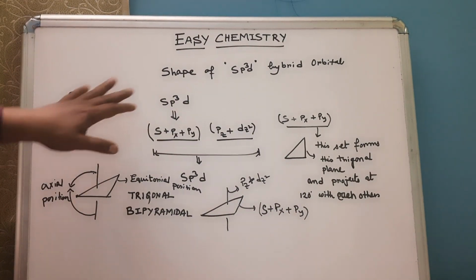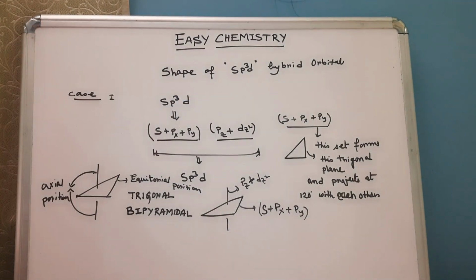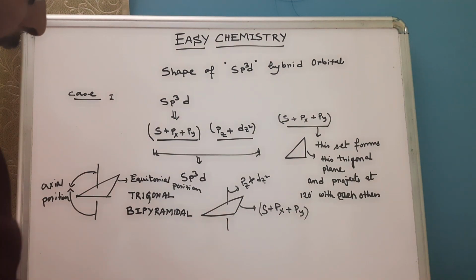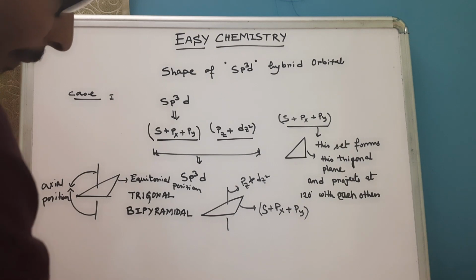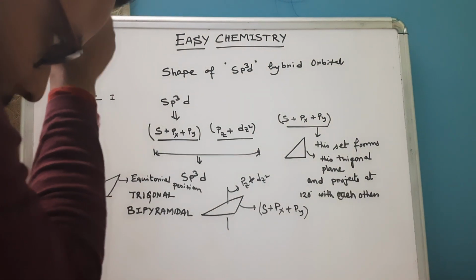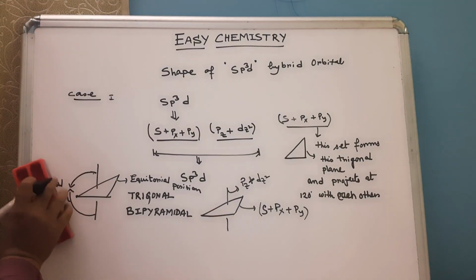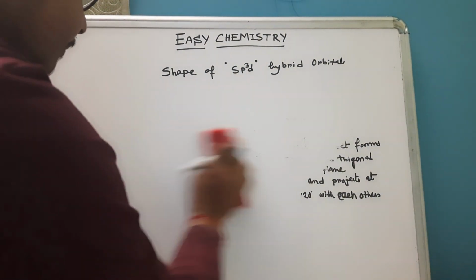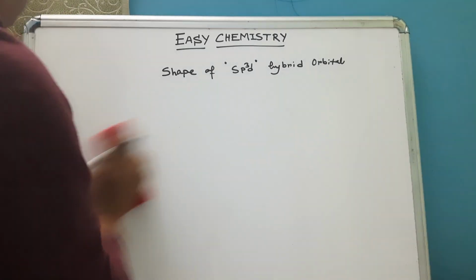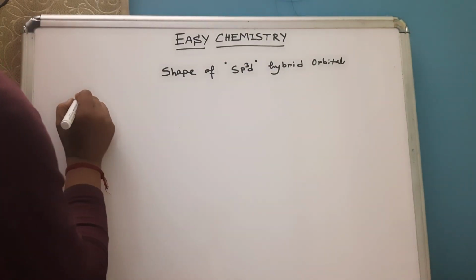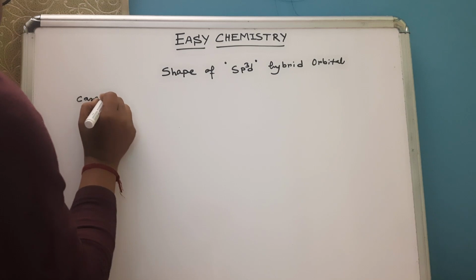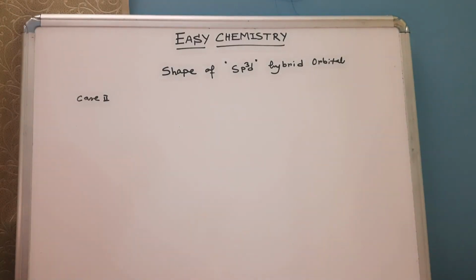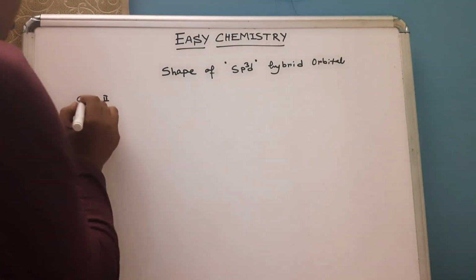So sp3d hybrid orbital is actually a non-equivalent hybrid orbital. This hybrid orbital is called non-equivalent hybrid orbital. So this is case 1. In the next case, case 2. So what will be case 2?